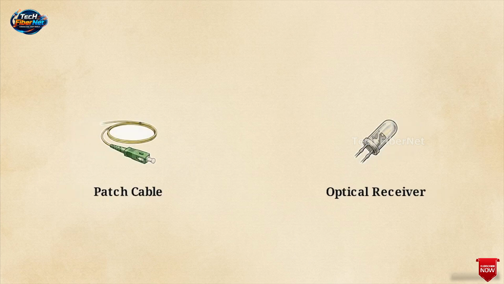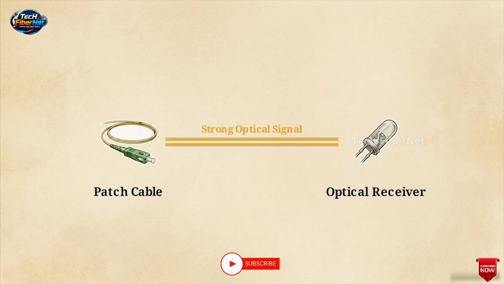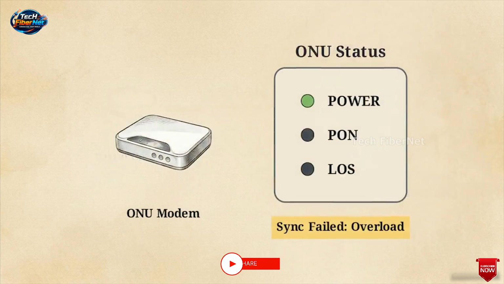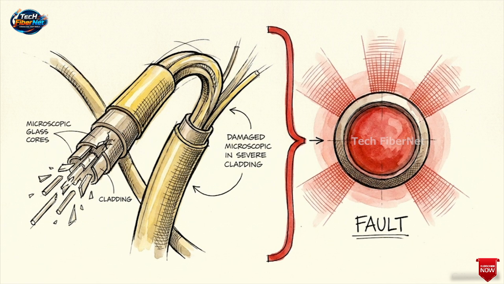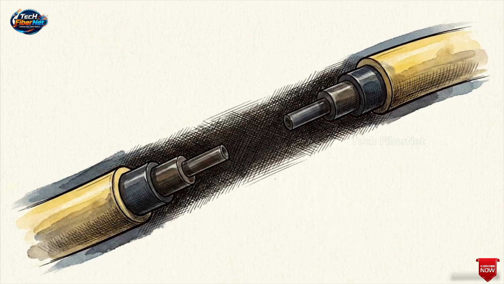You can also have the exact opposite problem. If the optical signal is too strong, the receiver gets blinded. In this case, the PON light will continuously flash because it is overwhelmed and cannot sync. So if that LOS light is active, you are dealing with a physical problem. The light itself is failing to arrive correctly at your device.